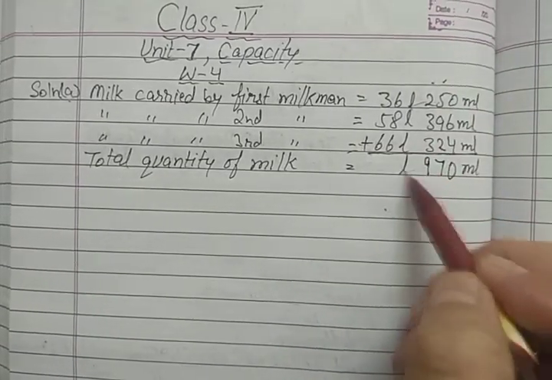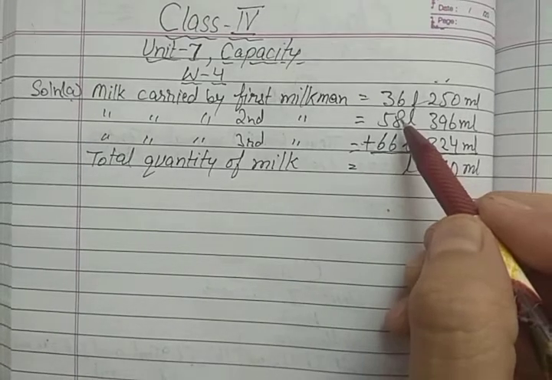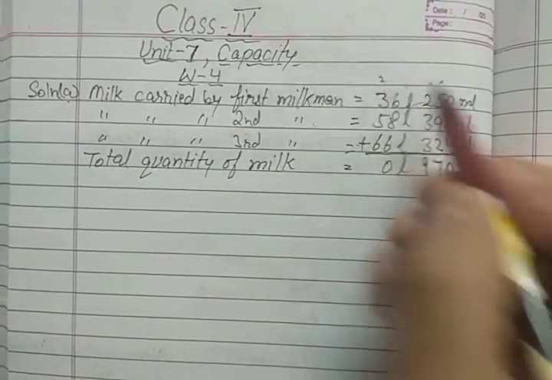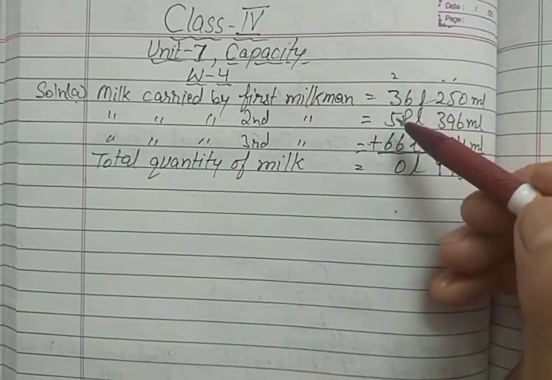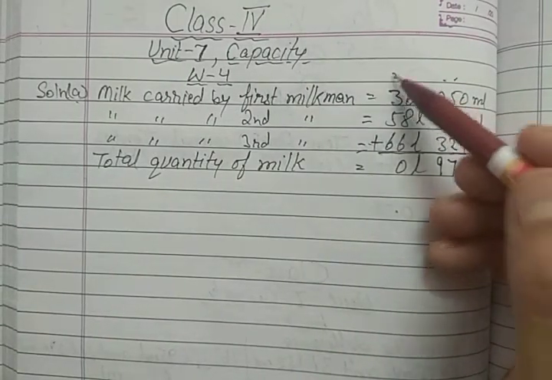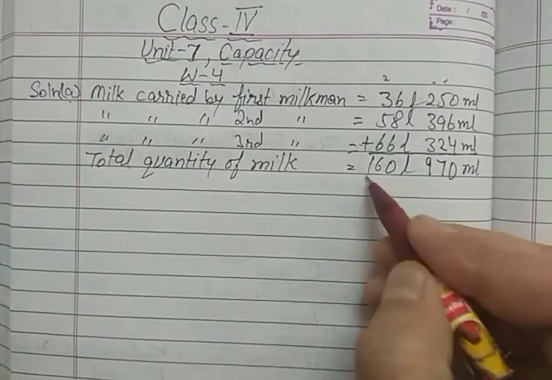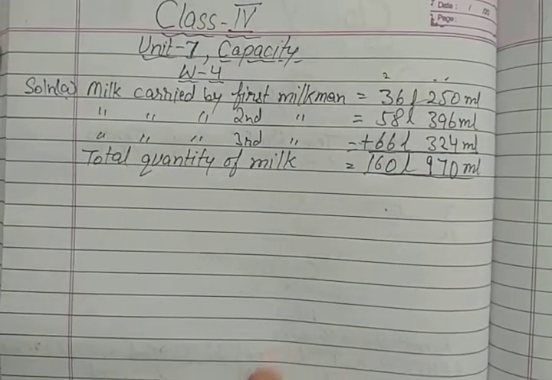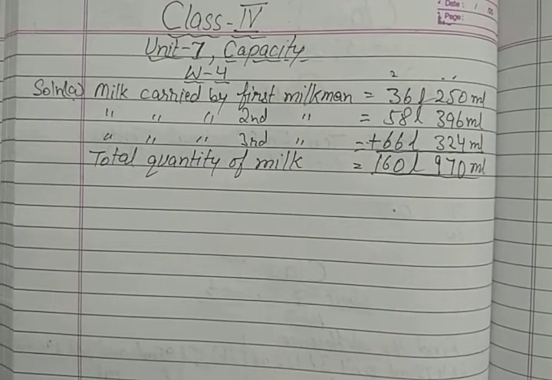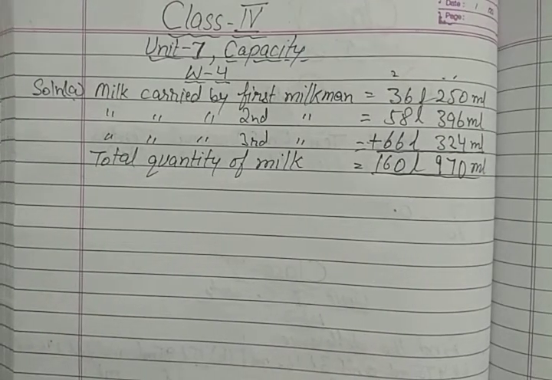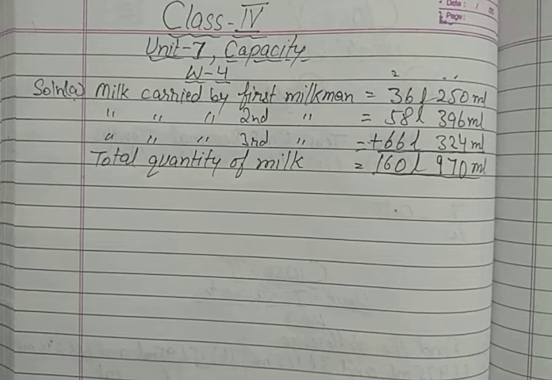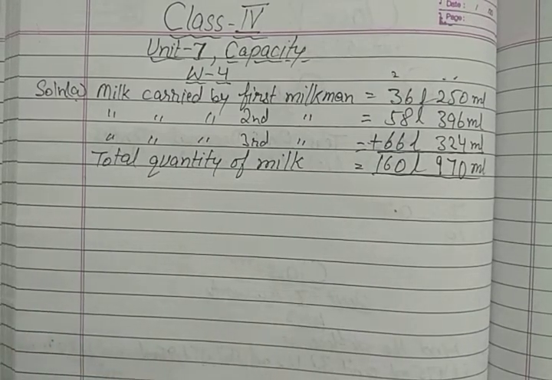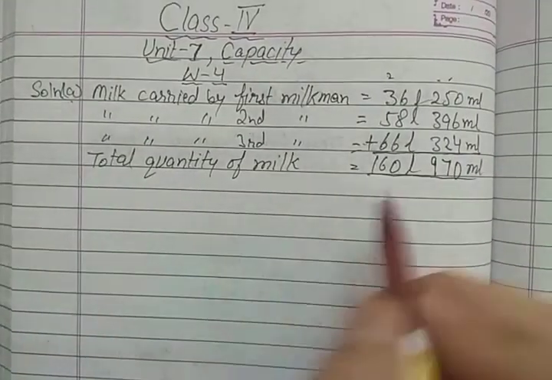Then add the liters. So 20, 2, 6 plus 5 is 11, 11, 14, 15, 16. So all the 3 milkmen carry 160 liters 970 milliliters of milk. So total quantity of milk with them is 160 liters.